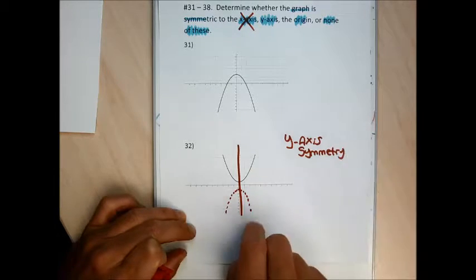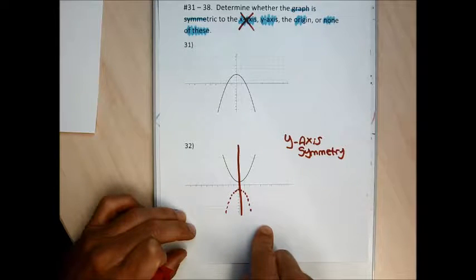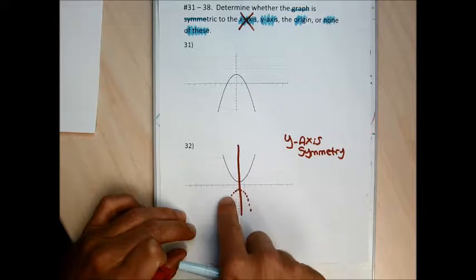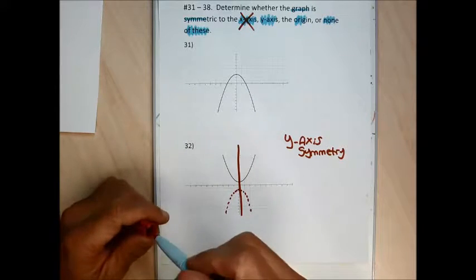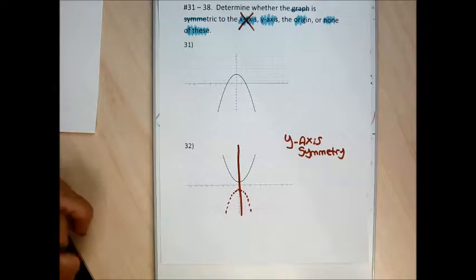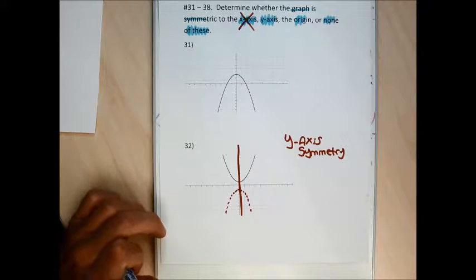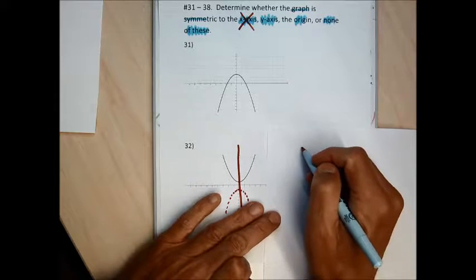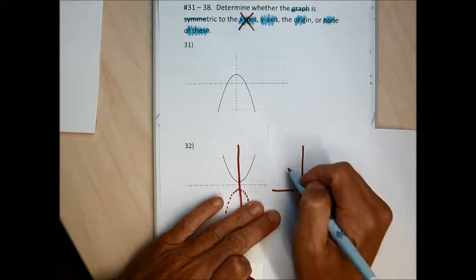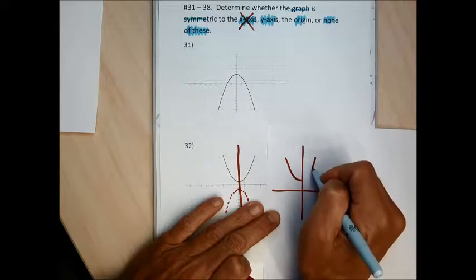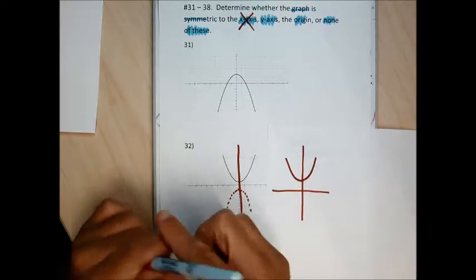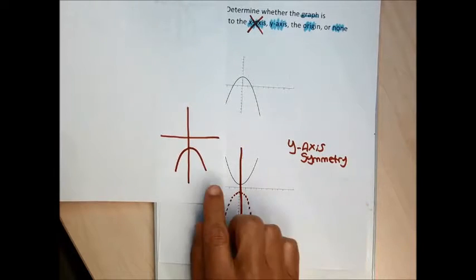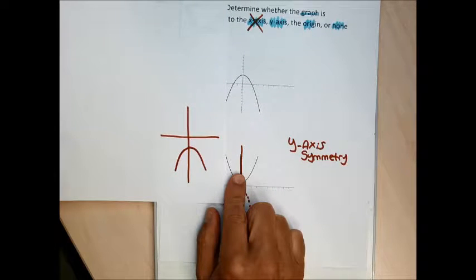I know it doesn't have origin symmetry, because to have origin symmetry, the portion in the first quadrant would have to have a duplicate image in the third quadrant, and it doesn't. To check for origin symmetry, because I'm really not that gifted at checking for origin symmetry, basically what I do is I make a copy of the graph on a separate sheet of paper, and then I take that copy and I turn it upside down. If it looks exactly the same upside down as right side up, it has origin symmetry.